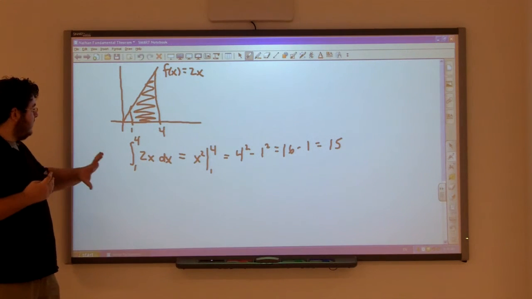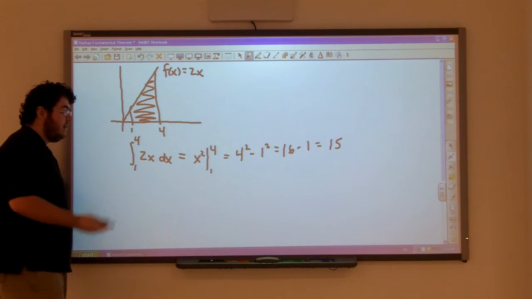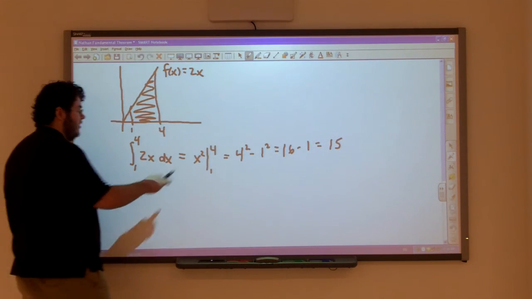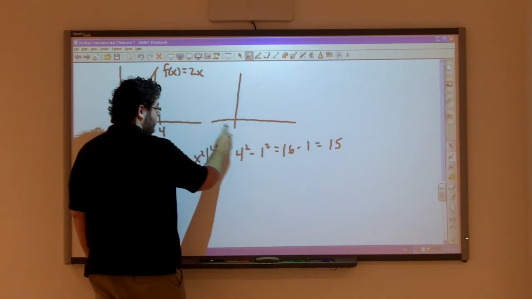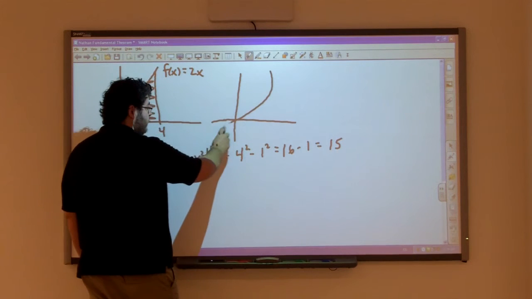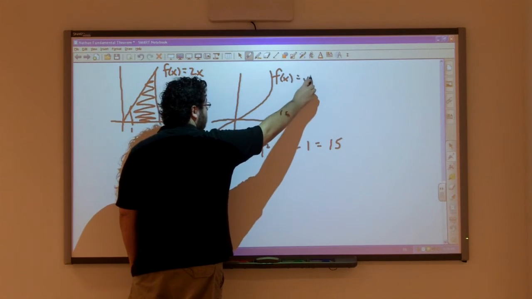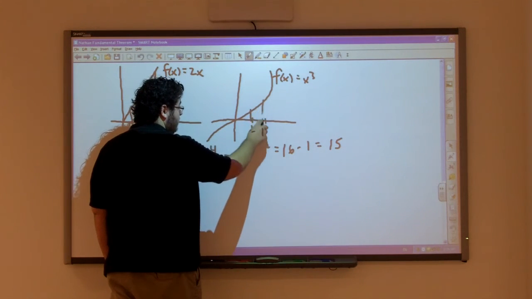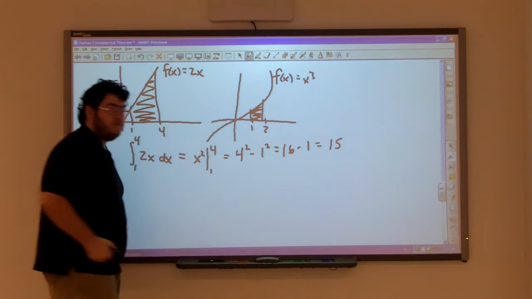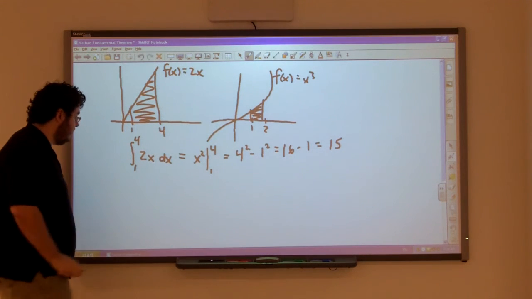So it may not seem like a huge deal to find this area, but we can also use it to find areas of curves that we would normally have no idea how to find. So let's say we had the function f of x is x cubed from 1 to 2. There's no simple way to do that. There's no simple way to break that into triangles or trapezoids or anything else.